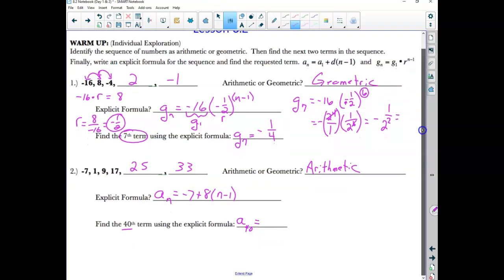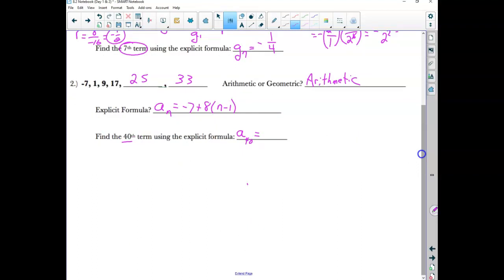The next one, I can see here, negative 7 to 1, so what is that? That's like plus 8, plus 8, plus 8. Oh, it's got to be arithmetic because d is 8. So I know my first term here is negative 7 plus my d times n minus 1. That gives me my explicit formula. And we want the 40th term, so we want a sub 40.